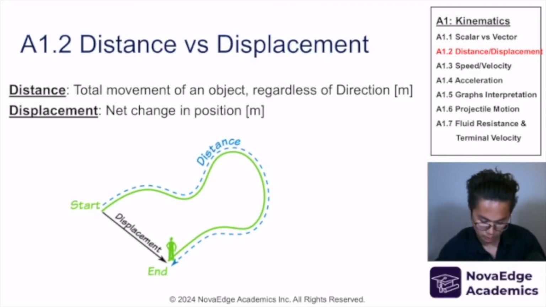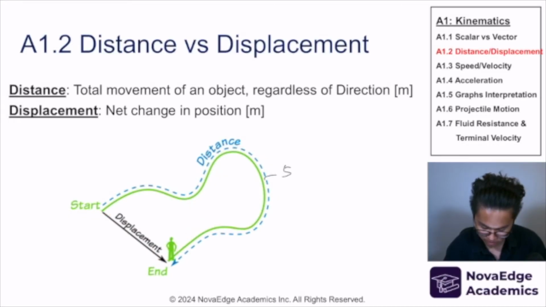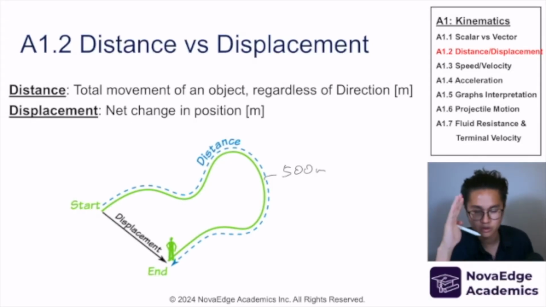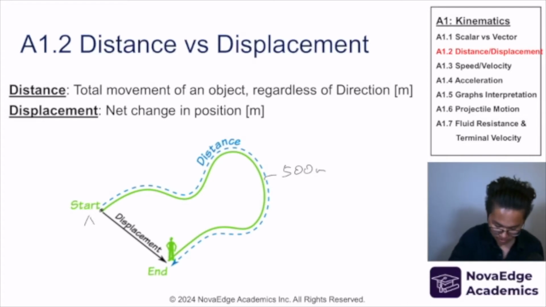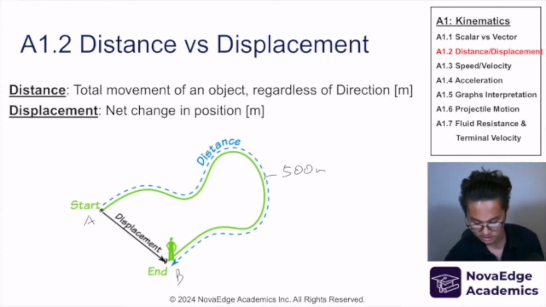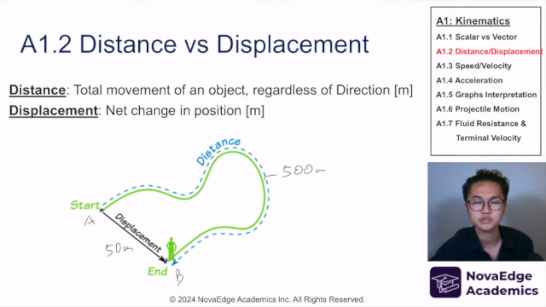So as an example here, if I go on a walk on, let's say, a little trail, and this distance is, let's say, 500 meters, that's how much I walked. So I don't care where I'm going. I'm closing my eyes and I'm tracking how many steps I'm taking. Turns out that is 500 meters. However, if I compare from position A to position B, it turns out that from position A to B, they are 50 meters apart. And that's what we call displacement.